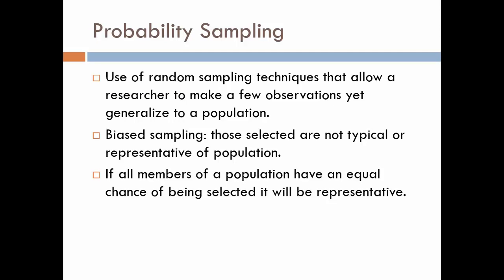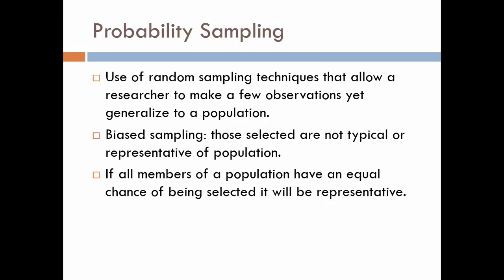Okay, probability sampling. You might have learned about this, hopefully, in your statistics class. This is when you use random sampling techniques, and it allows a researcher to make a few observations and generalize that to the population. So what that means is we choose a sample. Let's say there's 1,000 youth that live in group homes in California. We're going to choose a sample. We're going to choose 100 of those. So those are a few observations, and then we're going to say our results can be applied to those 1,000 people because we used random sampling. So remember, generalizing is when we apply the results from our sample to the population.